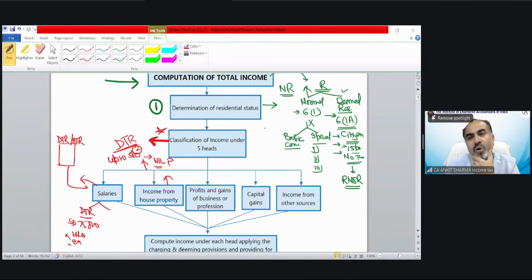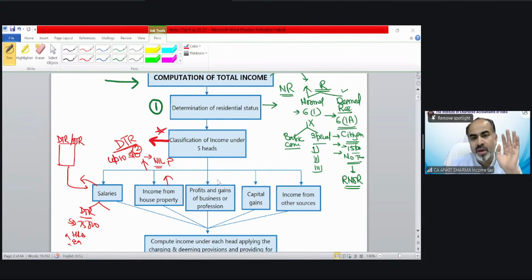Harshal is saying that there we check whether it's actually let out. If it is self-occupied for the full year, then in case of two house properties, the value would be nil. Okay. So we have to calculate as per the respective heads, exemptions, deductions and provisions, the respective incomes under the five heads of income.